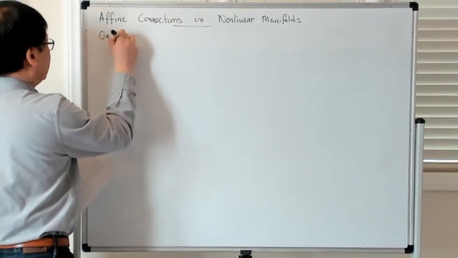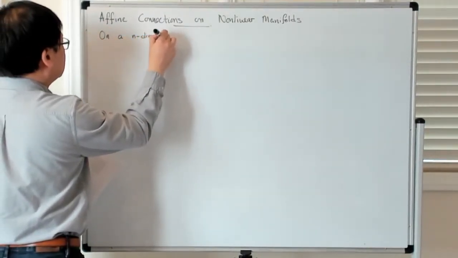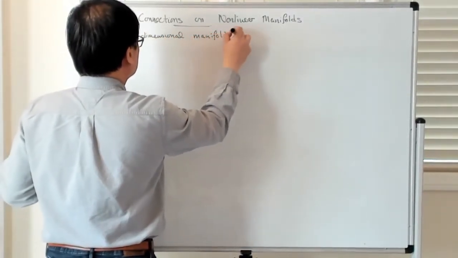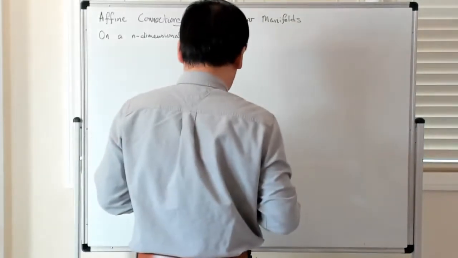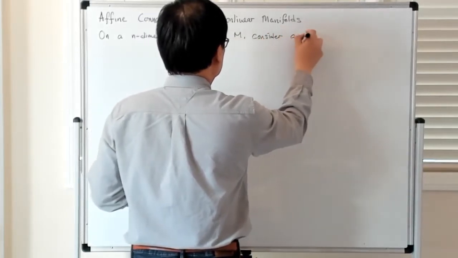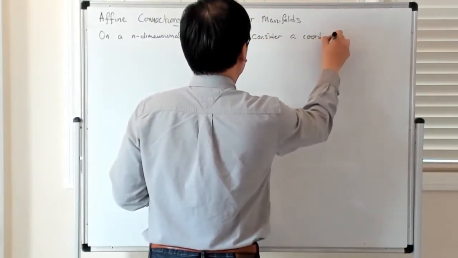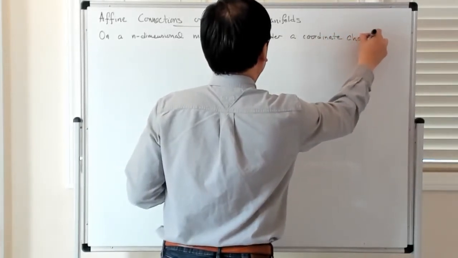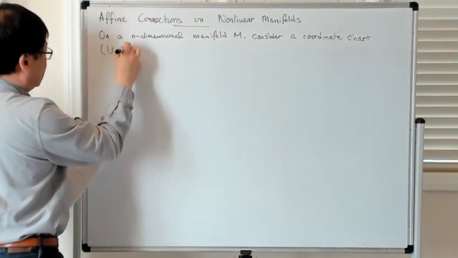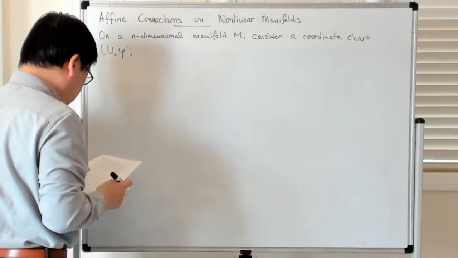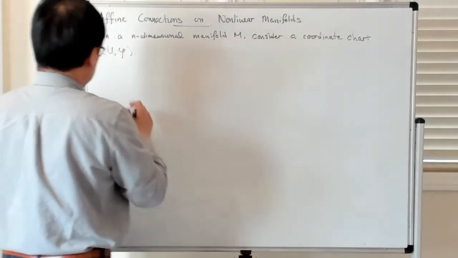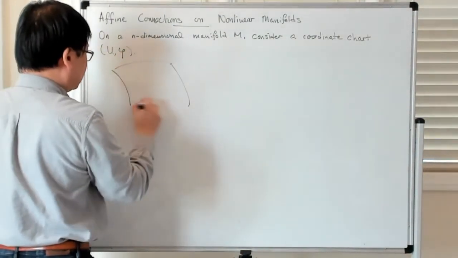On an n-dimensional manifold M, consider a coordinate chart with some open set U and some coordinate map phi. So the idea is in some sense quite straightforward.